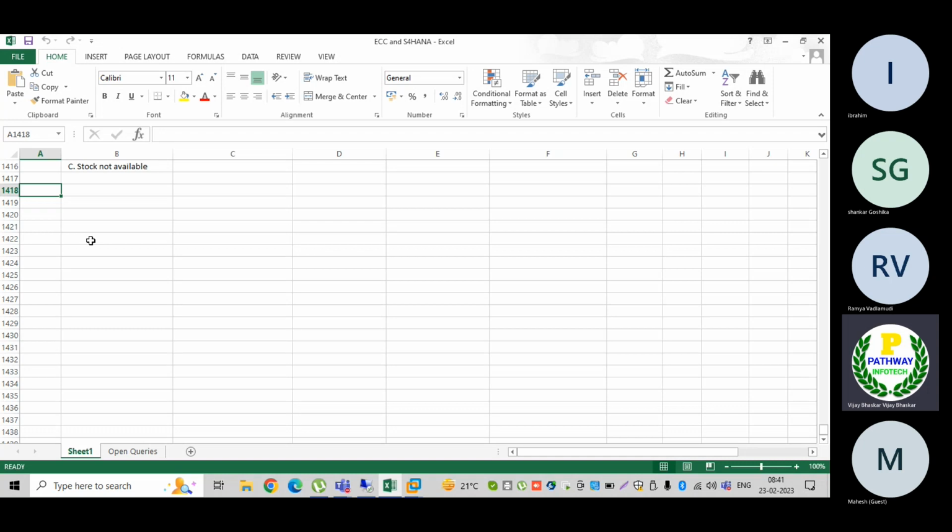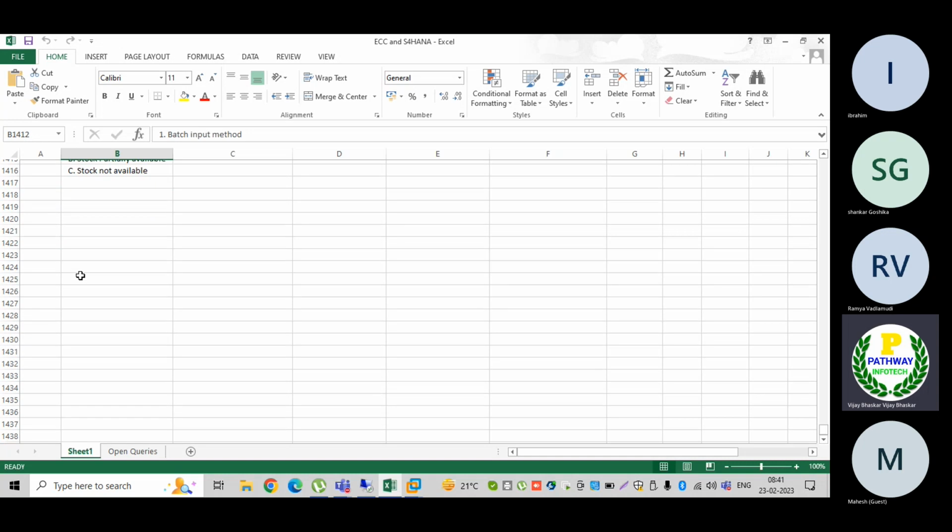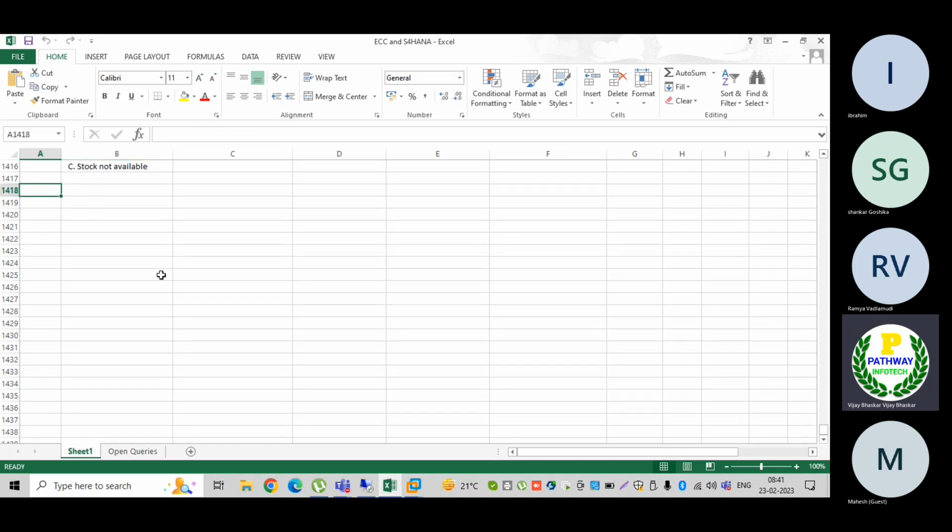As I have explained yesterday, here the price differences are two types. First of all, what is the price difference? Let us discuss about the price difference. Then once we are clear on that, we'll discuss about the batch input method and the moving average method. First we'll discuss about the price difference. What is meant by price difference here?